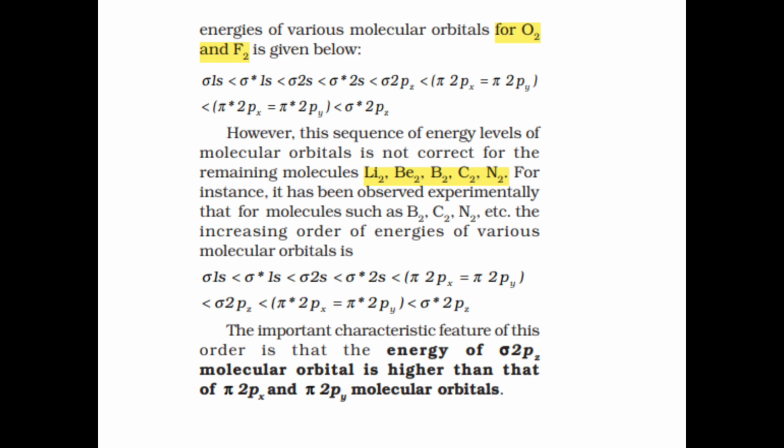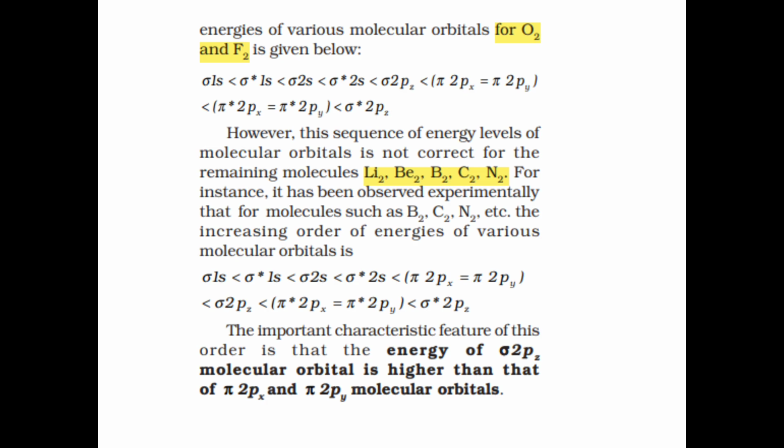Energy of the various molecular orbitals for oxygen and fluorine is given below. Sigma 1s less than sigma star 1s less than sigma 2s less than sigma star 2s less than sigma 2pz less than pi 2px equal to pi 2py less than pi star 2px equal to pi star 2py less than sigma star 2pz.